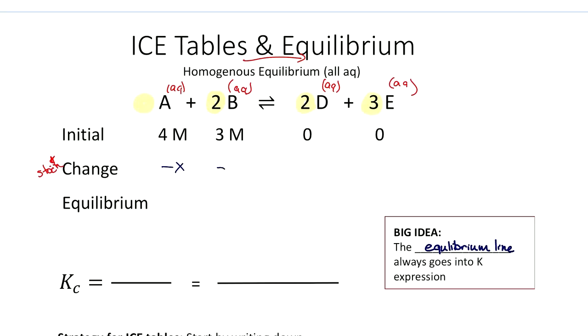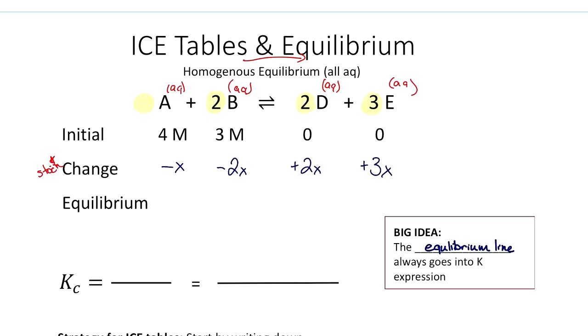But how much B do I also lose if I lose an X amount of A? 2X, yeah, so 2X. Cool. All right, what about D? It's also 2X, but be careful with the sign. Am I losing 2X amount of D? Nope, I am gaining a 2X amount of D. And then finally, E, I'm gaining a 3X amount of E. So the change line reflects stoichiometry. This reaction is just going to shift a little bit forward, or maybe a lot, I don't know, but whatever change happens has to reflect stoichiometry.